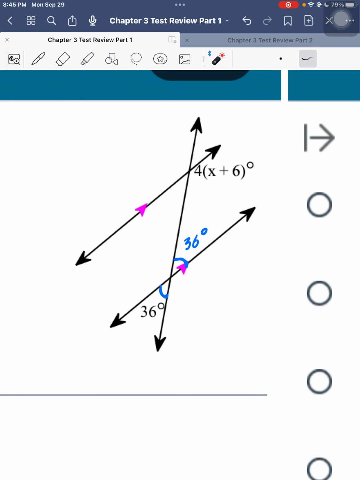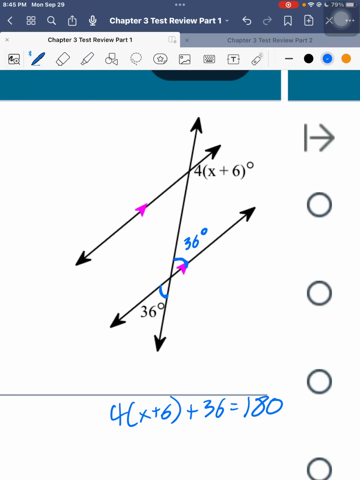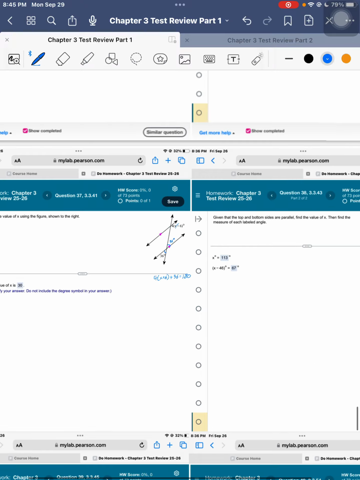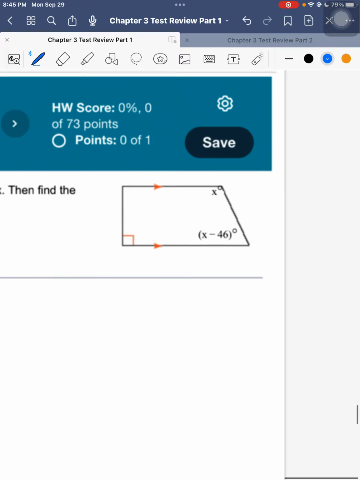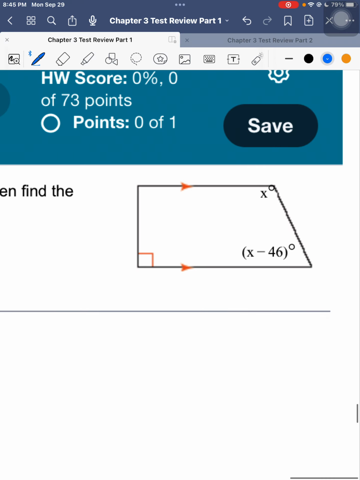Now this 4x plus 6 and 36 do have a relationship. They are same side interior, and same side interior angles are supplementary. So I'm gonna have to do 4x plus 6 plus 36 equals 180. And if I solve for x, I'll get my answer.